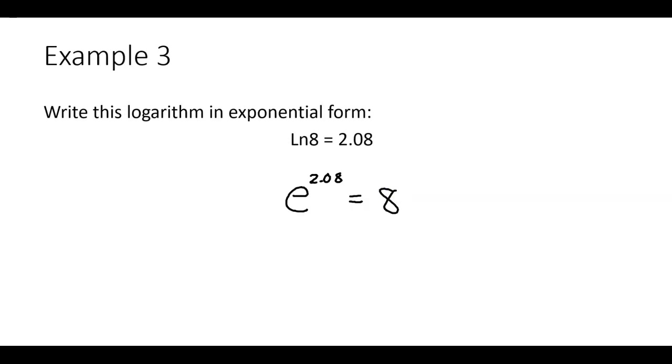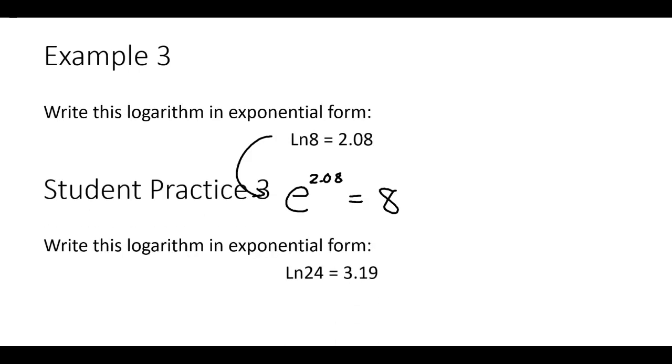And you could check these things. We don't really need to do this right now, but on your calculator, you could do ln of 8. It'll be about 2.08. I had to round it. And you could also do e to the power of 2.08. It'll be pretty close to 8. Okay? So there you go. All we're doing is changing it from log form to exponential form. So I'll let you guys try it. Try that one there. ln of 24 equals 3.19.